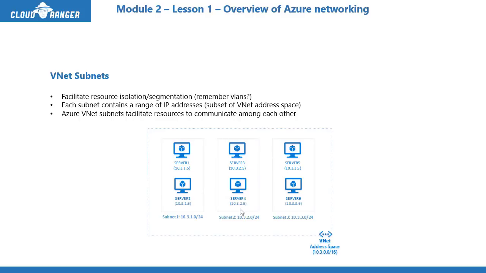This one is 10.3.2.5, 2.6, this is 3.5 and 3.6. So the subnet will provide isolation in this entire network. So I'm segmenting this network in three parts. Having said that, these virtual machines within the subnets actually can communicate with each other or connect to each other.